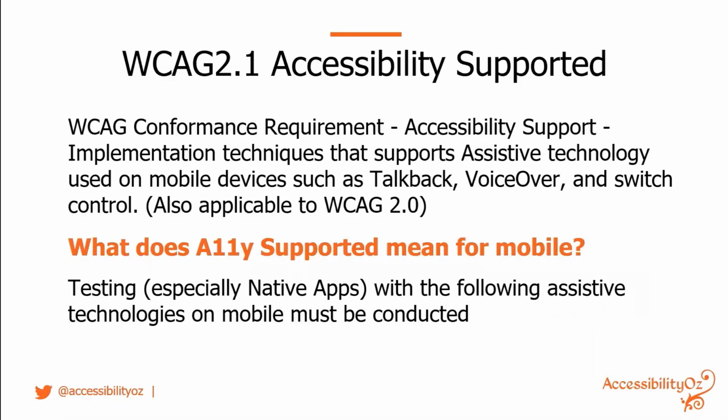Another thing that WCAG 2 requires is accessibility supported. So basically implementation techniques that support assistive technology used on mobile devices such as TalkBack, VoiceOver and switch control. What does that mean for mobile? It means that testing really needs to be conducted, especially on native apps, with the mobile features inherent with a mobile device. So let's talk about the methodology.